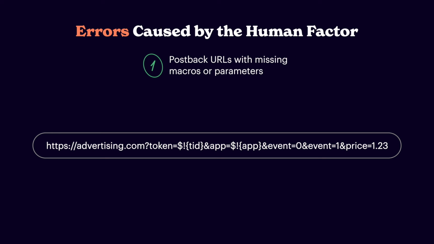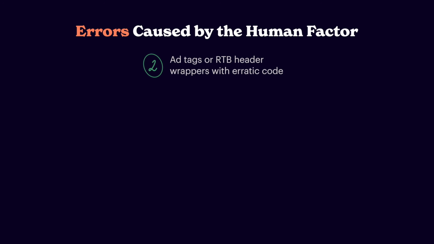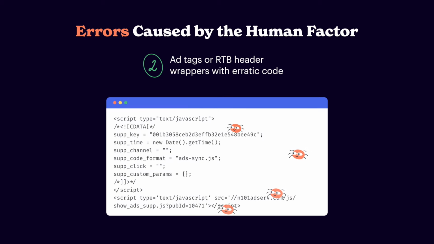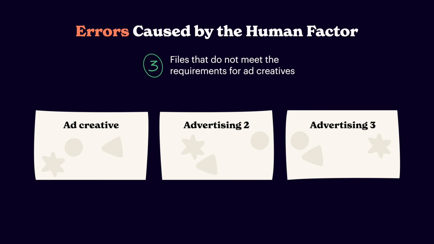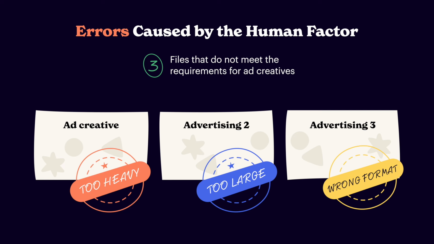For example, if you use post-back URLs to track conversions, you might mismatch a macro or forget to include an important parameter. Data related to conversions may be lost as a result. Or your ad tag or header wrapper code can contain an error. As a result, it won't fire or won't send the correct data with the ad request. You might also use images or videos of the wrong format, dimensions, or file size that will stop ads from being loaded and displayed correctly. Such errors can occur if you don't test code snippets and URLs before implementation.